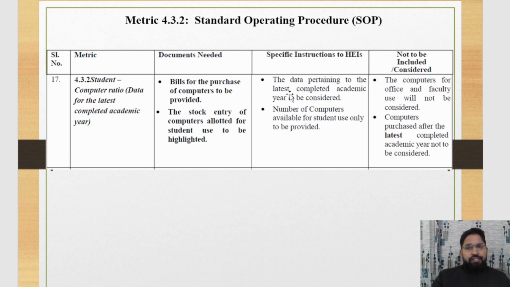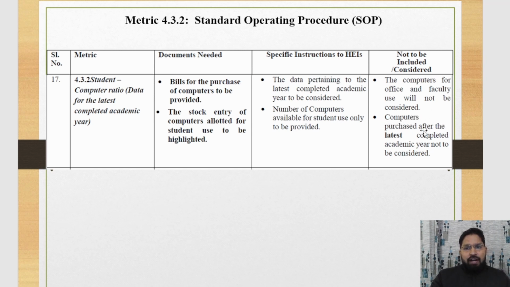The computers used for student purposes, you should highlight those computers in the stock register, with the date. The specific instruction to higher education institutes is that the data pertaining to the latest completed academic year is to be considered. Only the number of computers available for student use is to be provided. Here, in the student computer ratio, only those computers that are used for student purposes count. The computers for office or faculty use will not be considered, as we discussed.